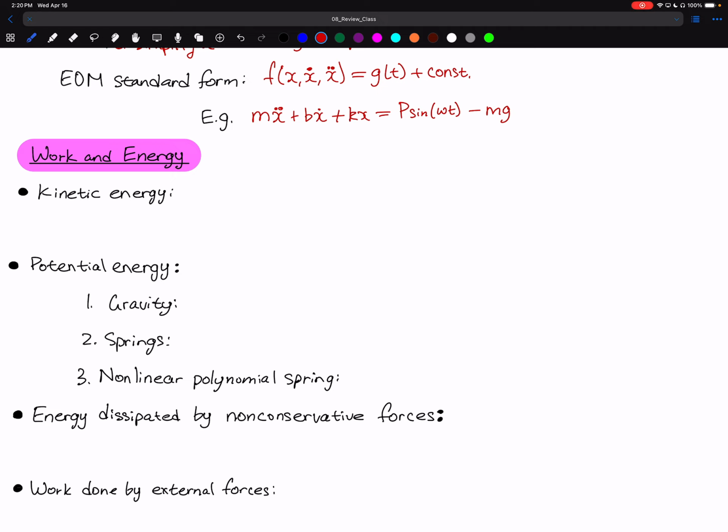All right, we're going to move on and take a look at work and energy, and then this will lead us into Lagrange's equation. Start off with kinetic energy. This is the energy of motion. So it's the energy that is associated with the motion of a body.